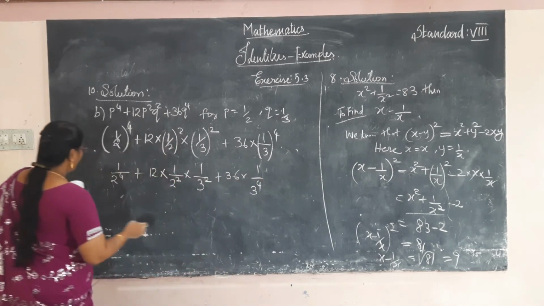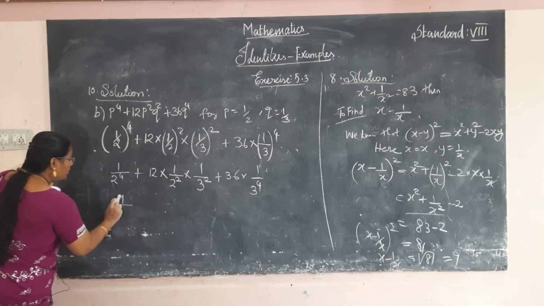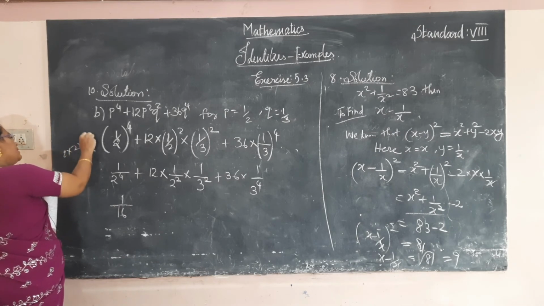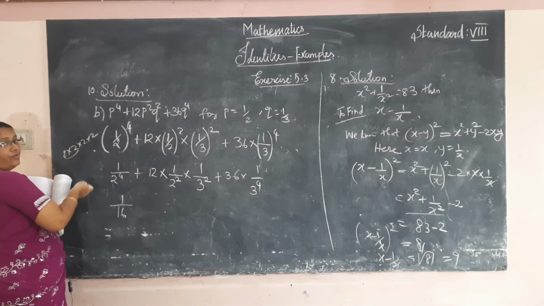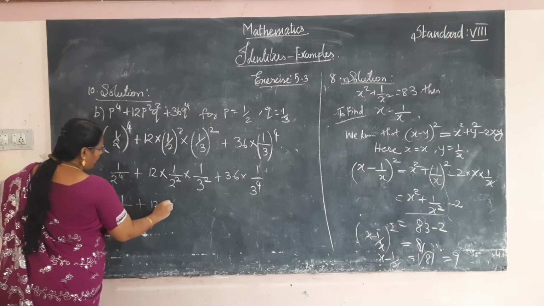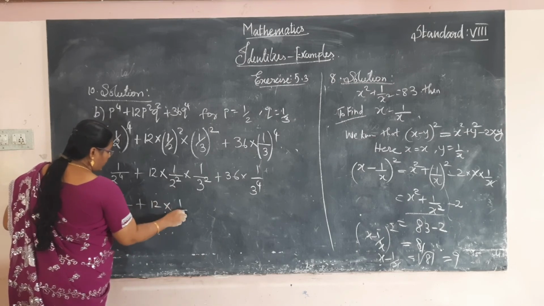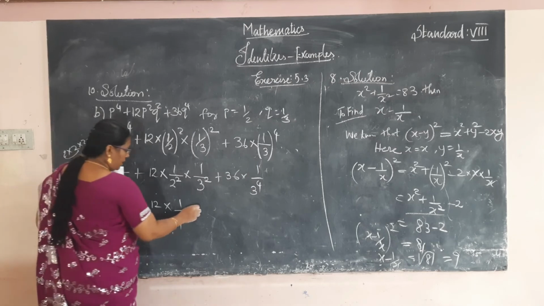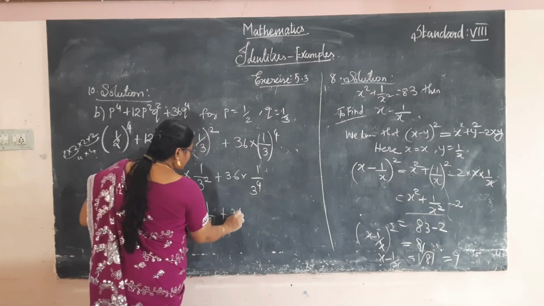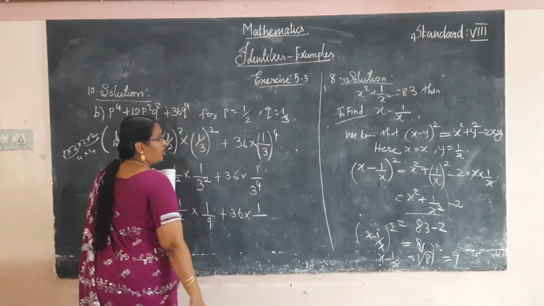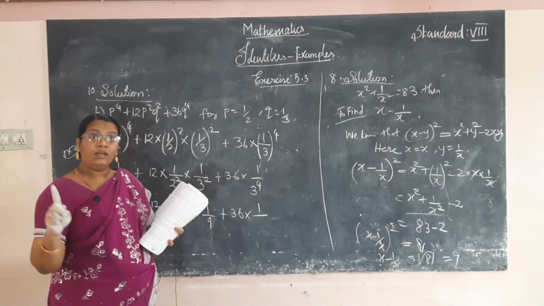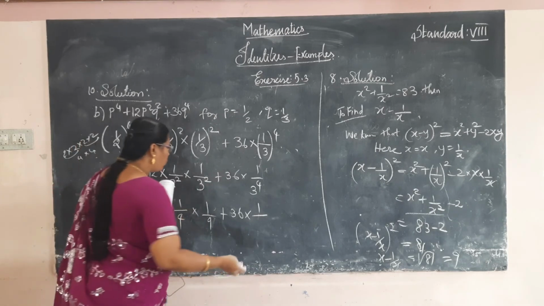Okay, so 1 by 16, how can you write this? 2 multiplied by itself 4 times. 2 2s are 4, 2 2s are 4, 4 into 4, 4 4s are 16. Okay, here 12 into 1 by 4, 2 square, okay, into here 3 square is 9, okay, plus 36 into 1 by 3 power 4. So 3 multiplied by itself how many times? 4 times. So 3 3s are 9, again 3 3s are 9. So 9 9s are 81.